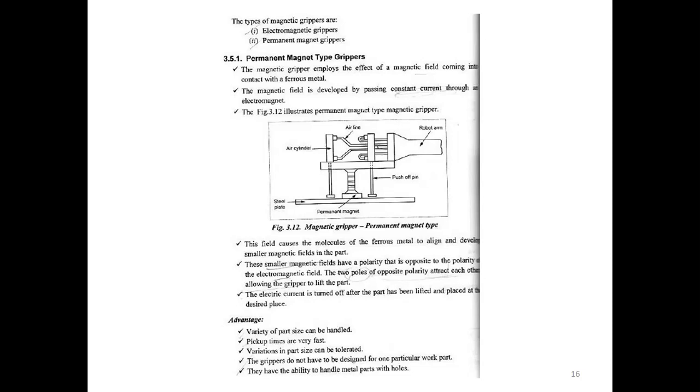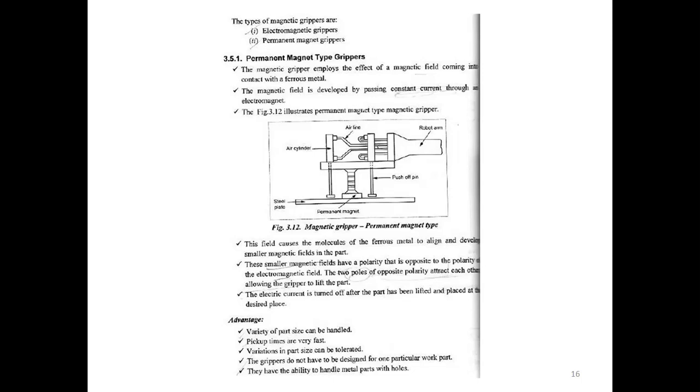So the magnetic gripper employs the effect of a magnetic field which comes in contact with the ferrous material. A magnetic field is developed by passing a constant current through the electromagnet. This field causes the molecules of the ferrous metal to align and develop smaller magnetic fields in the part. These smaller magnetic fields will have a polarity opposite to the polarity of the electromagnetic field. So the two poles of opposite polarity attract each other, and it allows the gripper to lift the part. The electric current is turned off after the part has been lifted and placed at the desired place.